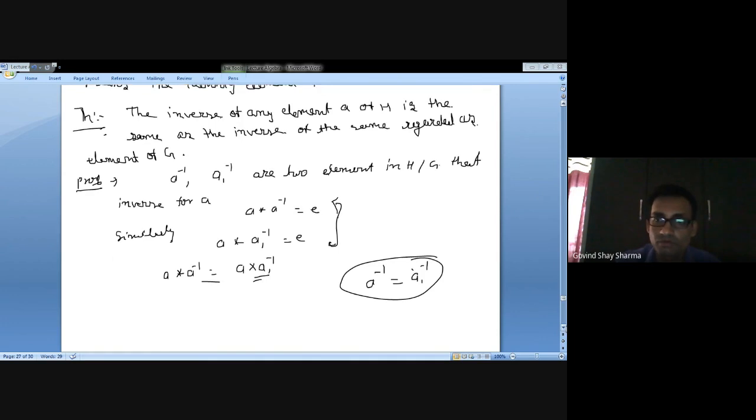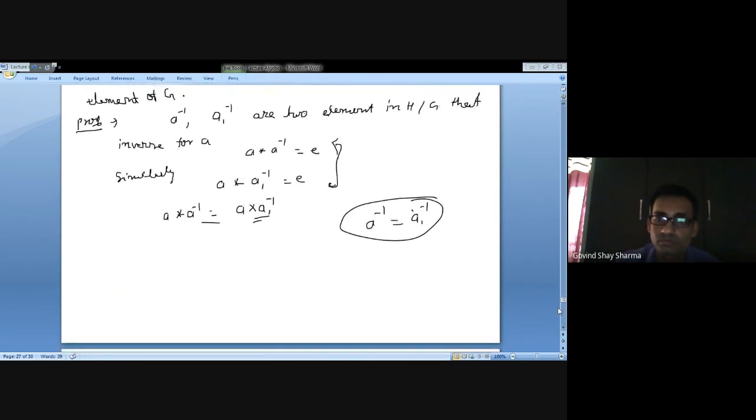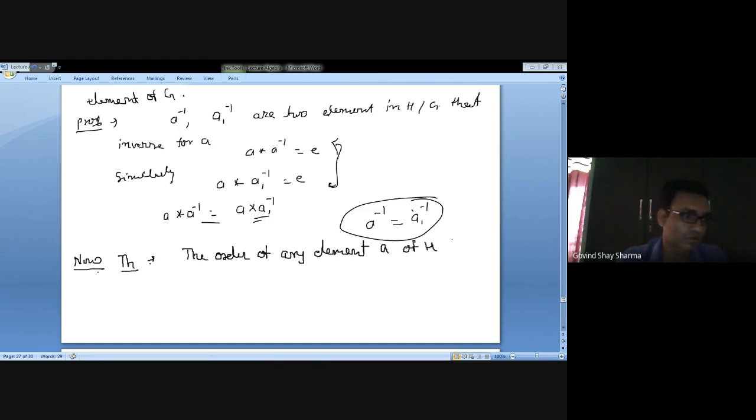Okay. Now, another statement. The order of any element A of H is the same as the order of A in G.